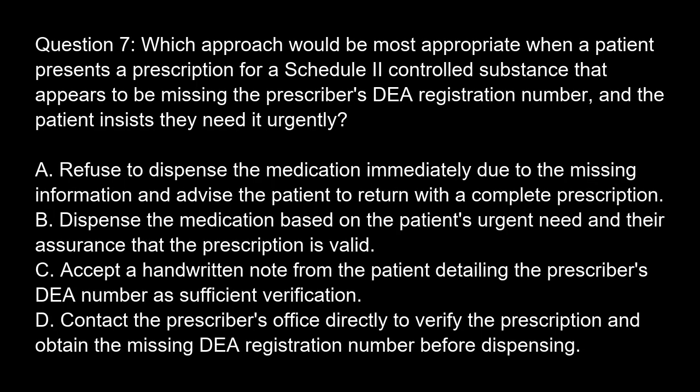Question 7. Which approach would be most appropriate when a patient presents a prescription for a Schedule II controlled substance that appears to be missing the prescriber's DEA registration number and the patient insists they need it urgently? Option A. Refuse to dispense the medication immediately due to the missing information and advise the patient to return with a complete prescription. Option B. Dispense the medication based on the patient's urgent need and their assurance that the prescription is valid. Option C. Accept a handwritten note from the patient detailing the prescriber's DEA number as sufficient verification. Option D. Contact the prescriber's office directly to verify the prescription and obtain the missing DEA registration number before dispensing.